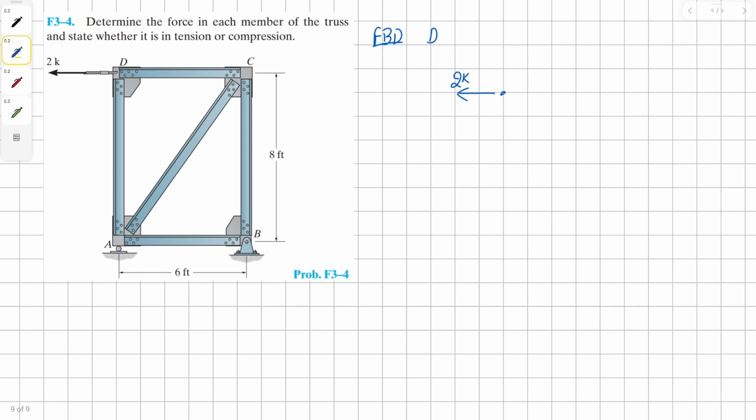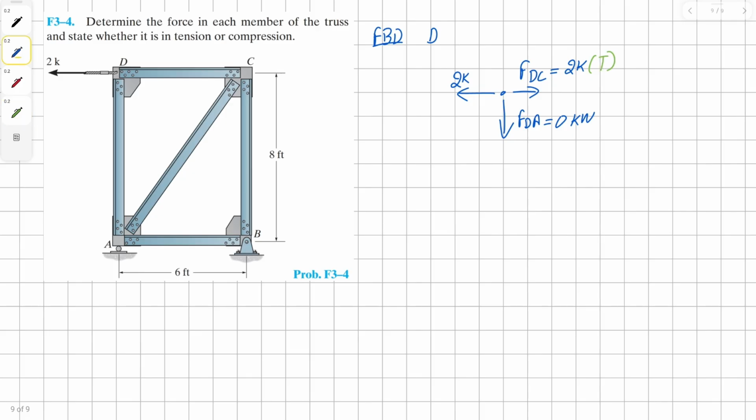At D we have 2k external loading, then we have a vector from force DA, and then another vector from member DC. Now, by inspection, we know that force DA is going to be 0 kilonewton because there isn't any vertical action occurring at this joint. And also by inspection, we know that because there isn't any other horizontal reaction other than the external load, our force DC is going to be 2k as well, and it's going to be in tension because it's pulling away from the joint.